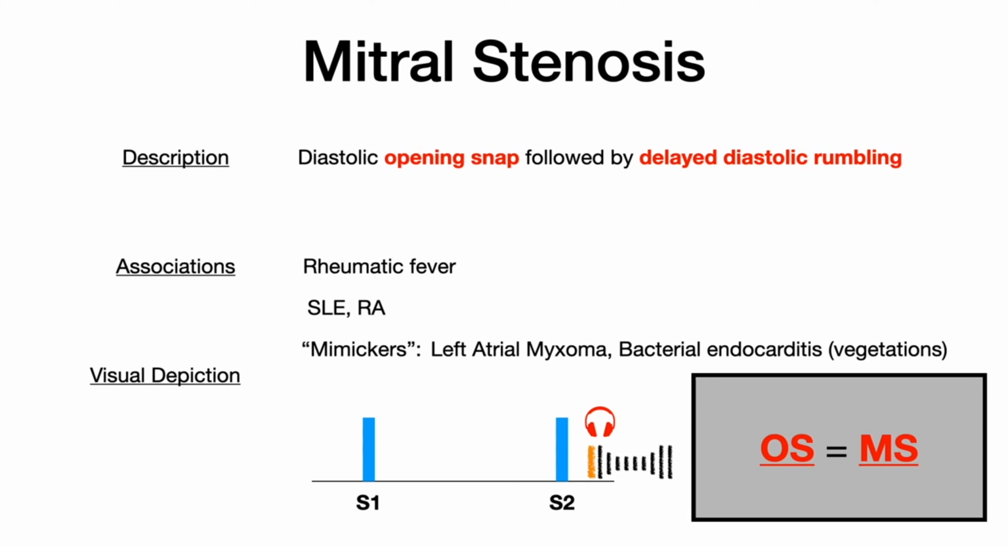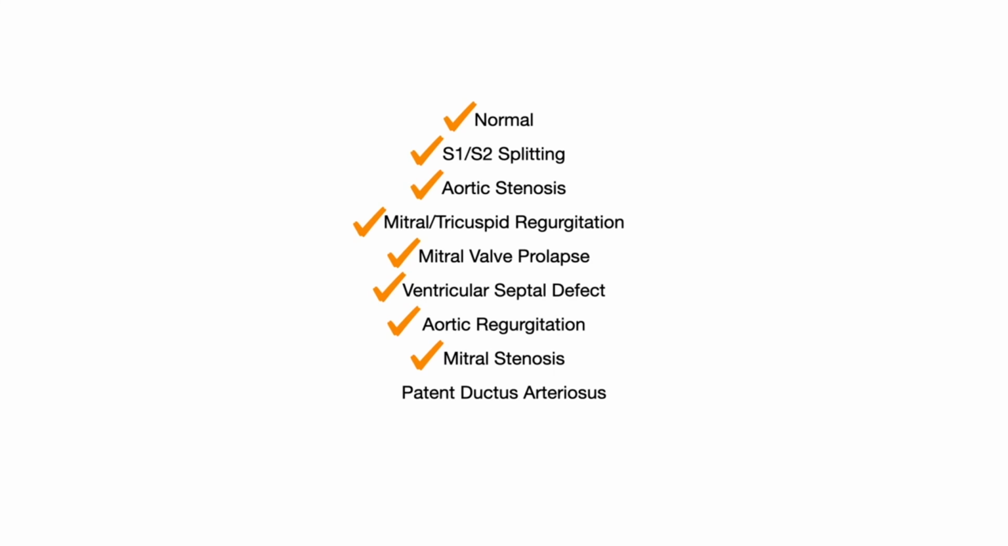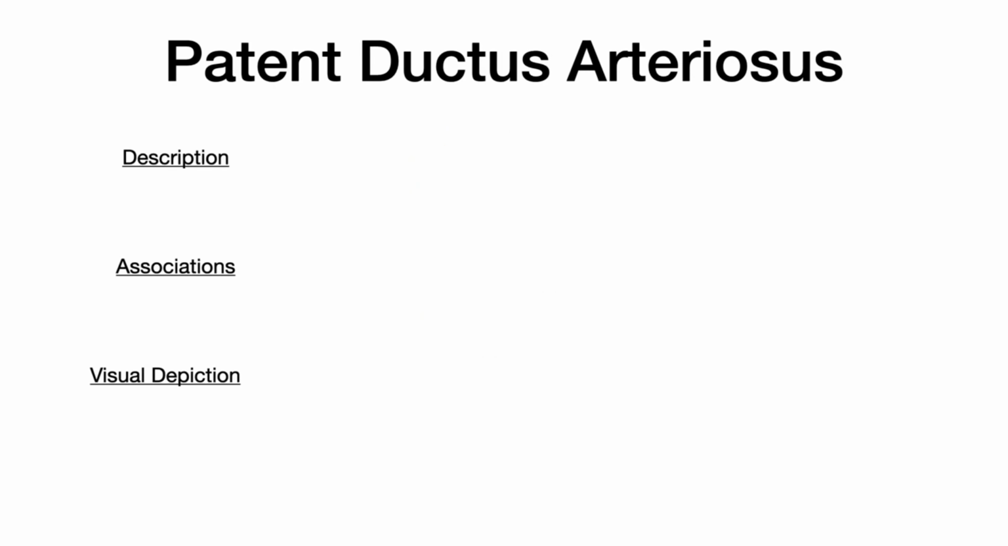So that opening snap corresponds to the opening of the mitral valve, which again happens when the increased pressure in the left atrium snaps open the mitral valve. But the truth is that if you understand pathophysiology, this makes just infinitely more sense. So that's mitral stenosis.